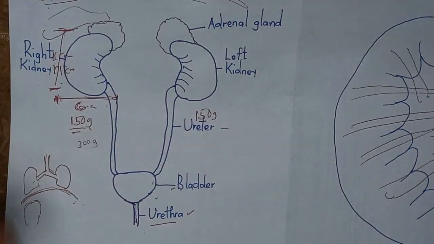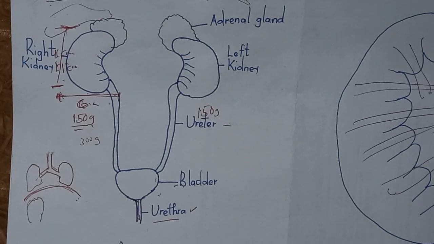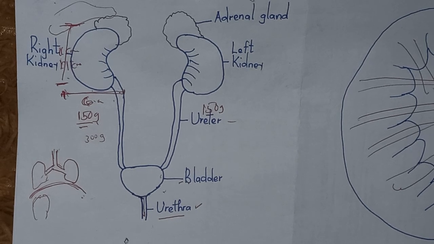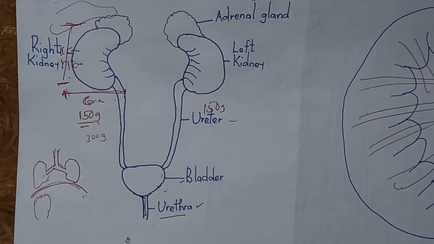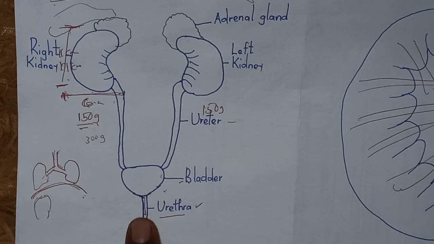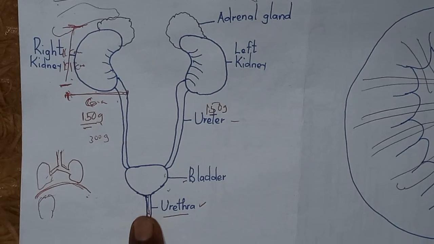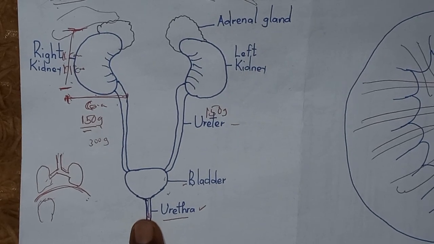So the main function of the kidney is to eliminate waste products from the blood. This waste product can be urea or uric acid, which is excreted from the blood, and it forms urine.